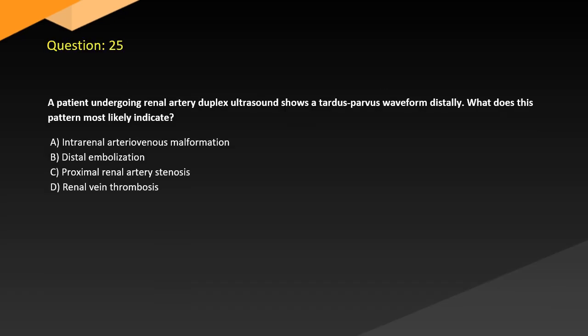Question 25. A patient undergoing renal artery duplex ultrasound shows a tardus parvus waveform distally. What does this pattern most likely indicate? A. Intrarenal arteriovenous malformation. B. Distal embolization. C. Proximal renal artery stenosis. D. Renal vein thrombosis.